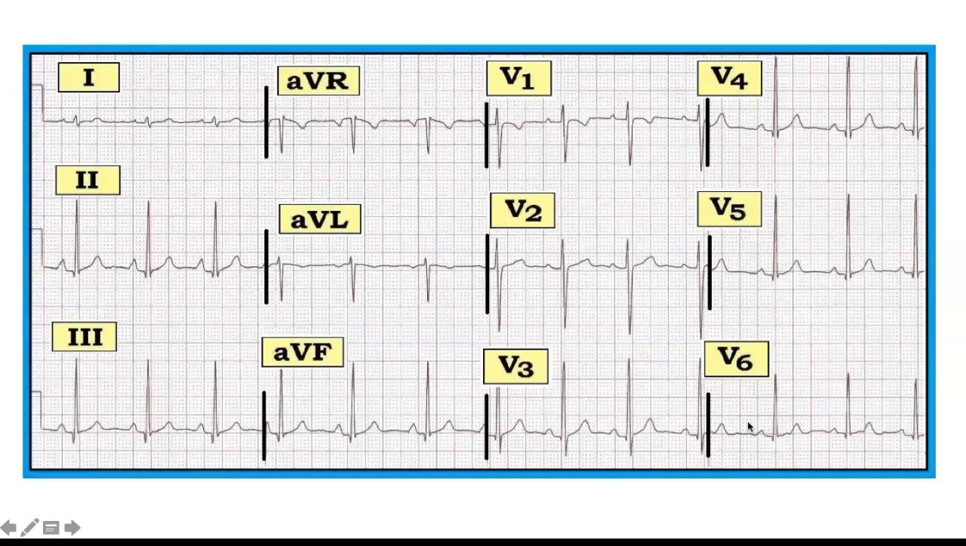Also, as a reminder, the setup of the 12-lead EKG, we have the bipolar limb leads 1, 2, and 3 on the left. We have the augmented limb leads as well on the left. These are unipolar. We have all 6 of the precordial leads on the right side of the EKG tracing to make up our 12-lead EKG.